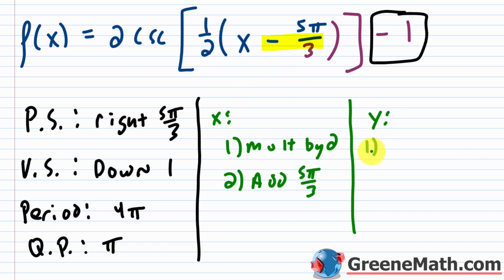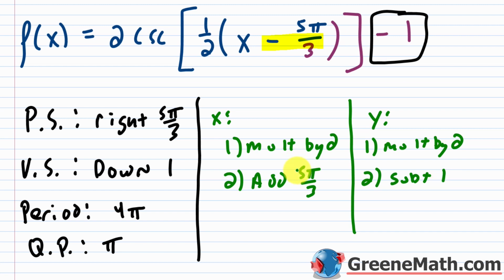You just follow the order of operations. So you have that 2 that's multiplying this. So we're going to multiply by 2. And that's going to give me a vertical stretch by a factor of 2. And then the second thing is you have this minus 1. So we're going to subtract 1. And then that is just going to shift me down by 1 unit.